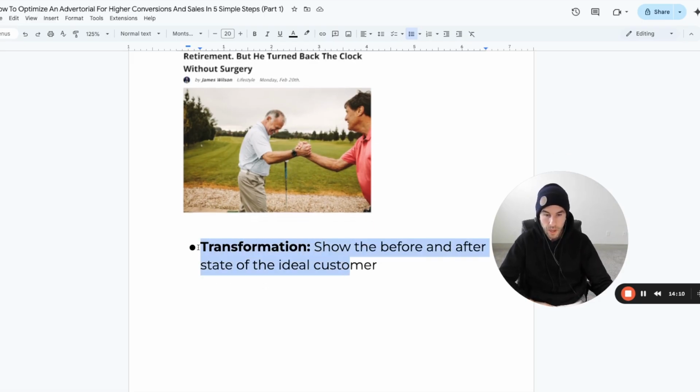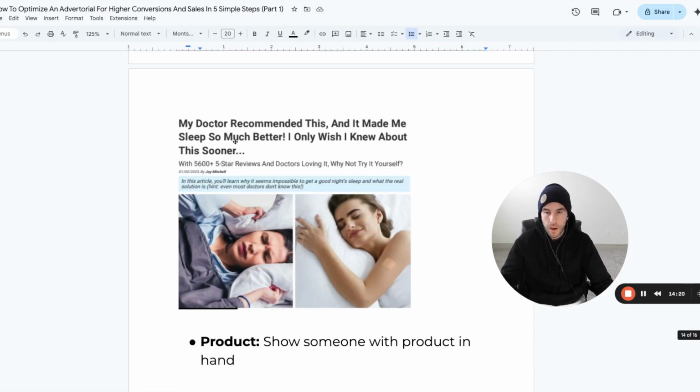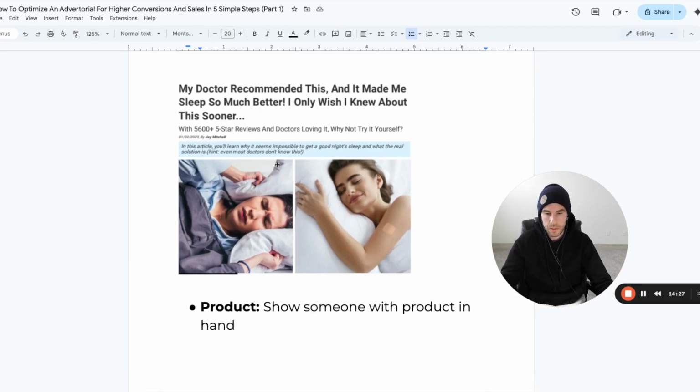Then we have the transformation, and this is showing the before and the after state of the ideal customer. So that really is showing the transformation the person is going to make with this product. My doctor recommended this, and it made me sleep so much better. I only wish I knew about it sooner, from the same company as above.